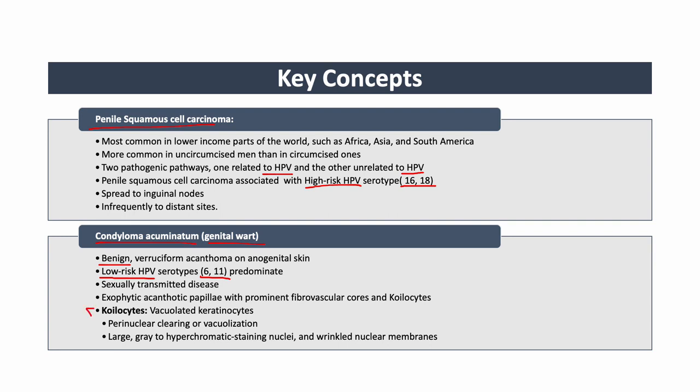The koilocytic changes are very important to memorize, and make sure that you're familiar with them. It's vacuolated keratinocytes, showing the cytopathic changes characteristic of HPV infection, with perinuclear clearing, vacuolation, and hyperchromatic nuclei with wrinkled nuclear membranes.